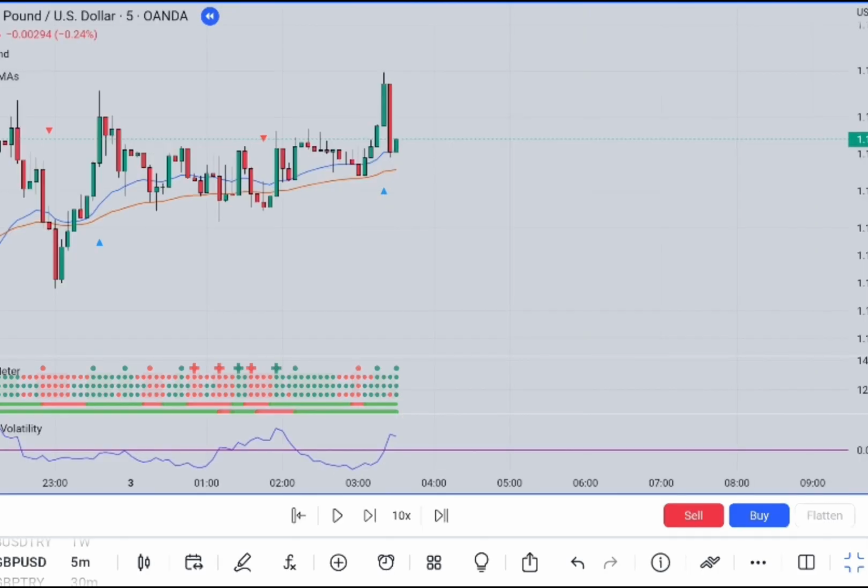Yes, all conditions are met at the location of this green candlestick. We are opening a long position. The stop loss level should be below the last swing low. Our profit target is 1.5 times the stop loss level.